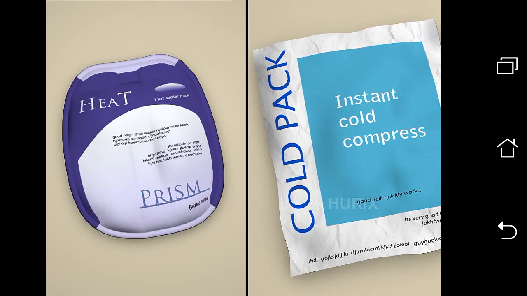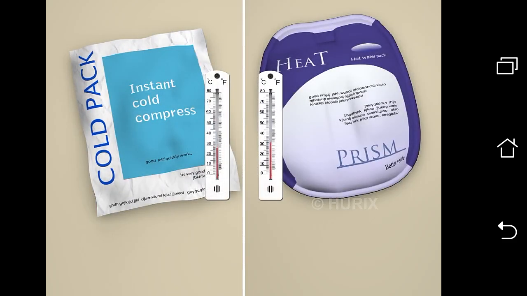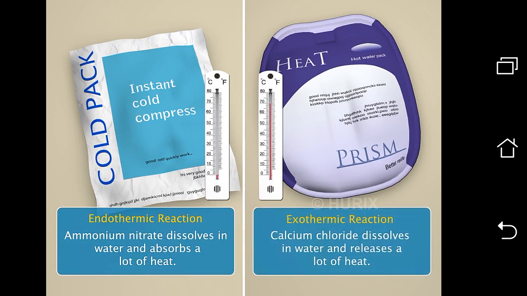The heat packs and ice packs also use chemical reactions to produce their effects. The cold or heat pack is activated by breaking the seal on the pouch of water and shaking the pack vigorously. This action mixes the water with the chemical inside the pack, and an endothermic or exothermic reaction takes place.